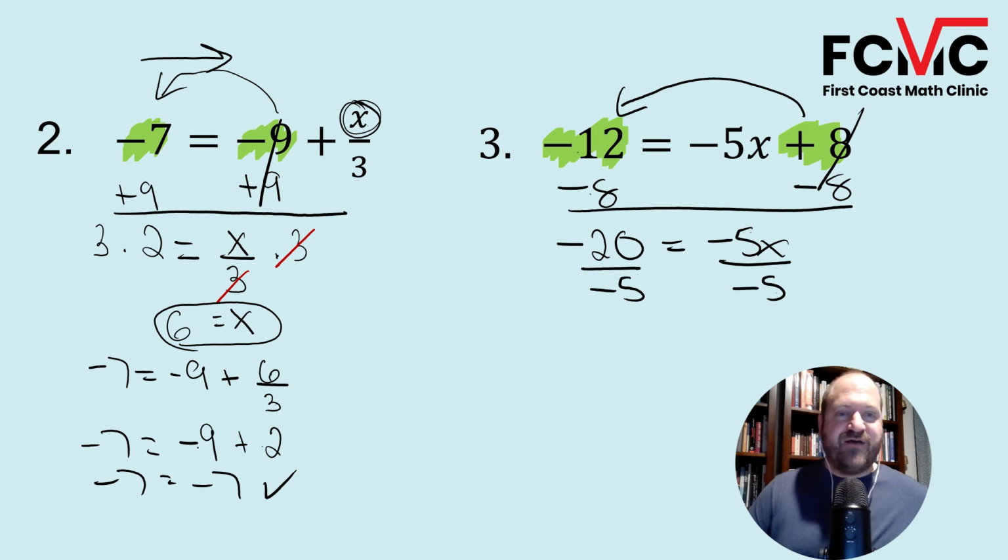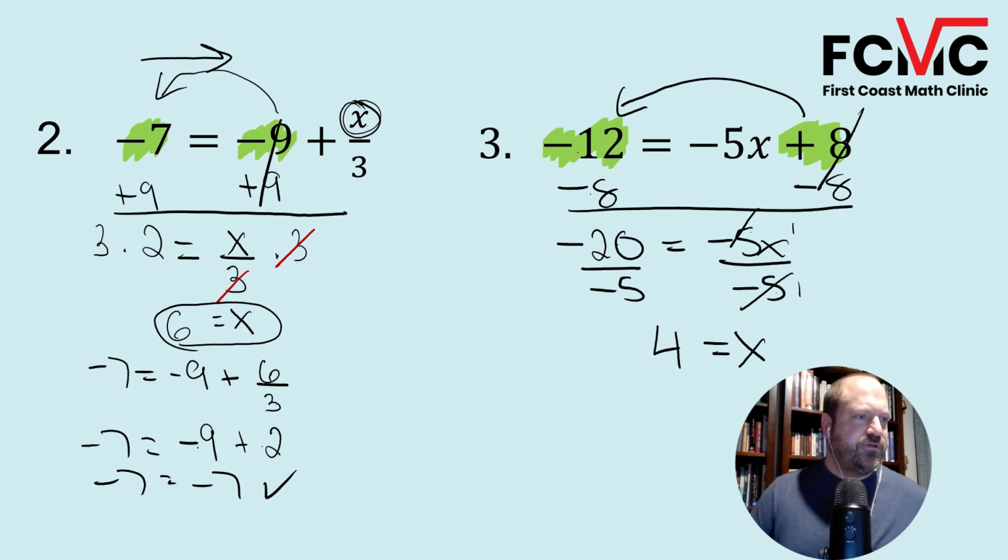-5 divided by -5 leaves us with just 1 over 1. And when we multiply or divide by 1, it doesn't change anything, so we're left with just x equals, and then -20 divided by -5. Whenever we multiply or divide two numbers with the same sign, the answer is going to be positive, so we're left with +4 as our answer.